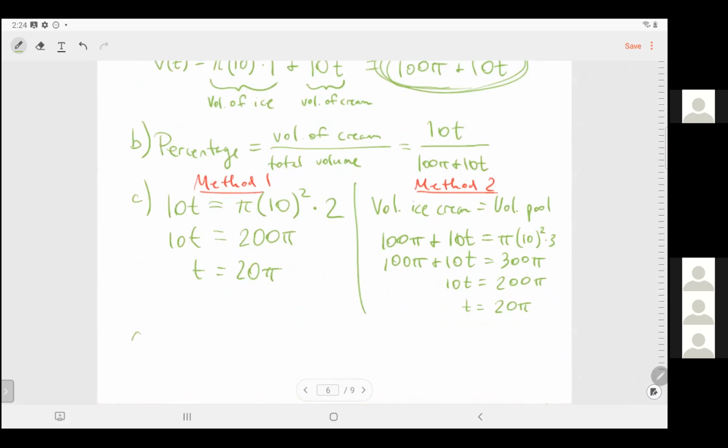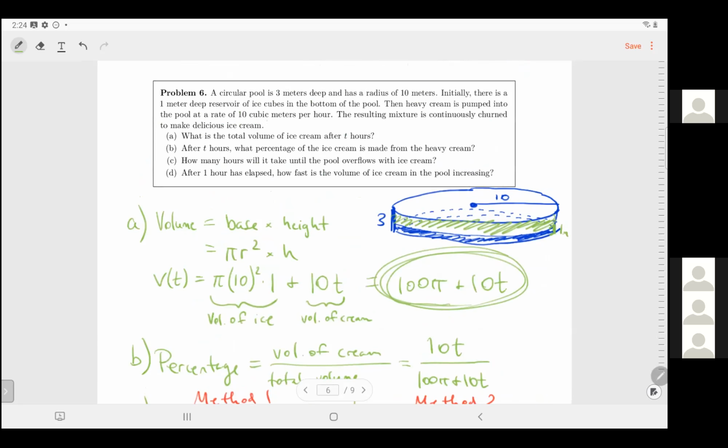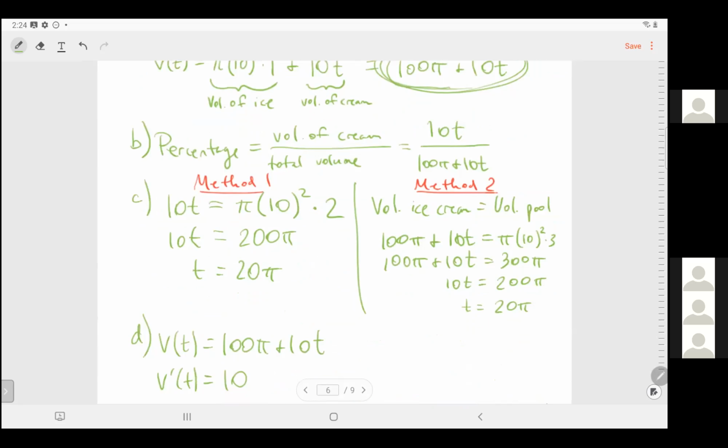This is kind of in line with what was suggested previously by Maria. So we have our volume formula. I'll just write it down here again. It was 100 pi plus 10t. So what is the derivative of that? 10. It's just 10. We were told the rate from the start, right? The rate is constant, it's 10. So it's sort of a trick question, but I could plug in t equals 1. It'll still be 10 there. So either way, it's fine.